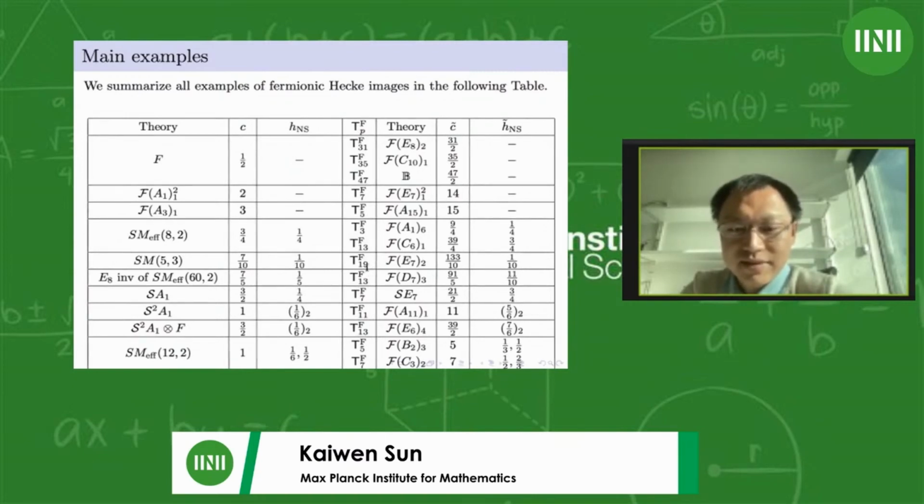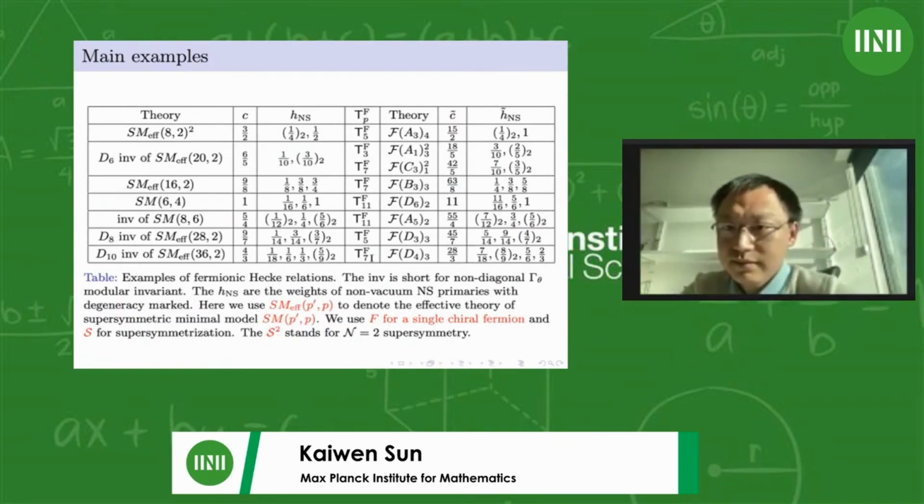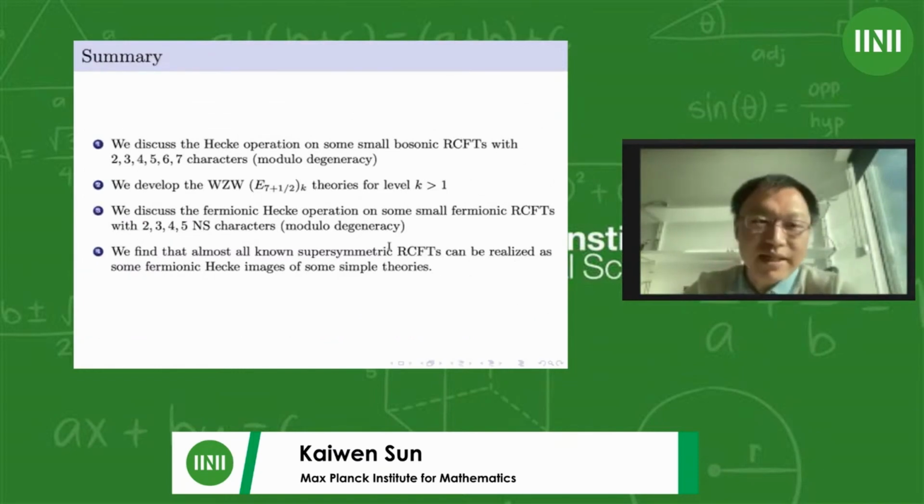So this means that, for example, if we apply this T19 on the supersymmetric minimal model (5,3), we can get the fermionization of E7 level 2. Yeah, so all these fermionic Hecke relations are new. And in fact, this table almost covers the recent list of the classification of supersymmetric rational CFTs. Okay, so in the end, this is my last page.